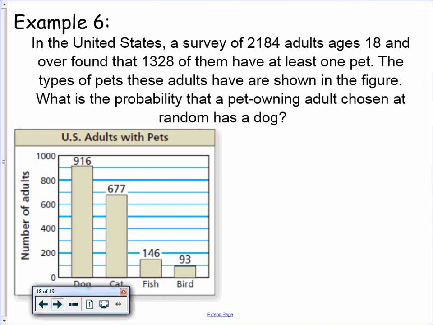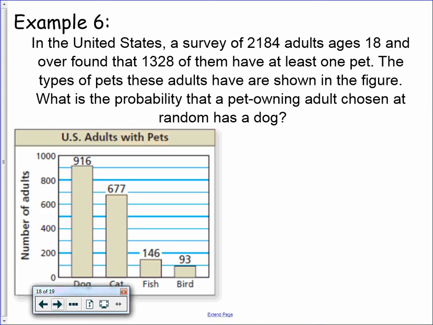Okay, and last example here. In the United States, a survey of 2,184 adults ages 18 and over found that 1,328 of them have at least one pet. The type of pets these adults have are shown in the figure. What is the probability that a pet-owning adult chosen at random has a dog?